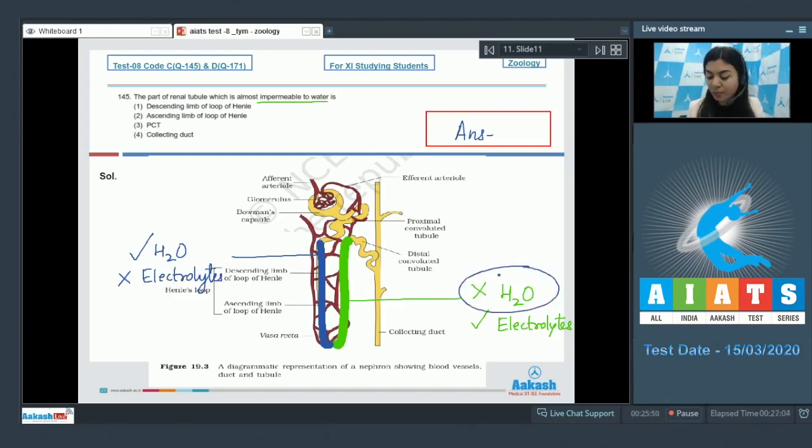So ascending limb is impermeable to water. Thus the correct answer would be option number 2, ascending limb of loop of Henle. And option number 3, PCT and collecting duct are permeable to water. So the right answer is 2.